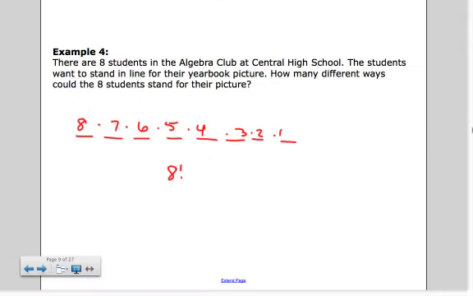Which is 40,320. So there's that many different ways for the students to stand for their yearbook picture. Wow.